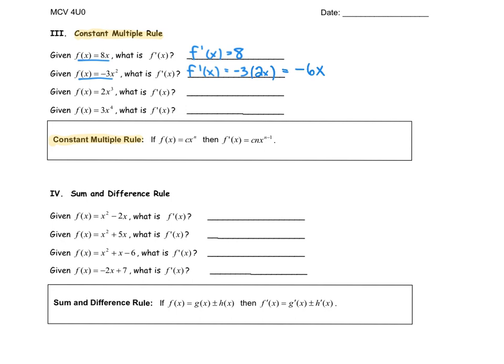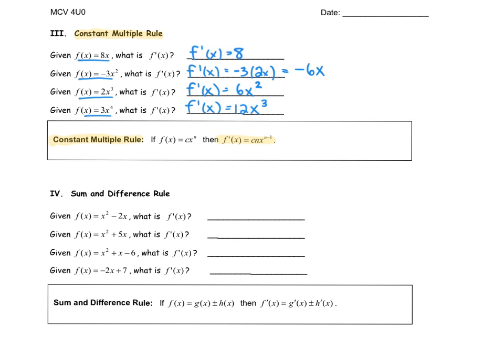Let's do it all together this time. So the function is 2x cubed. The derivative is 6x squared. So I brought down the 3. 3 times 2 is 6. x to the 2, 1 less than it was before. Okay, and the last one, function is 3x to the 4. Derivative is 12x cubed, so that's my 3 times my 4, x to the 3. Okay, there's the constant multiple rule written out like that. Again, really just the power rule, but a little more complicated.